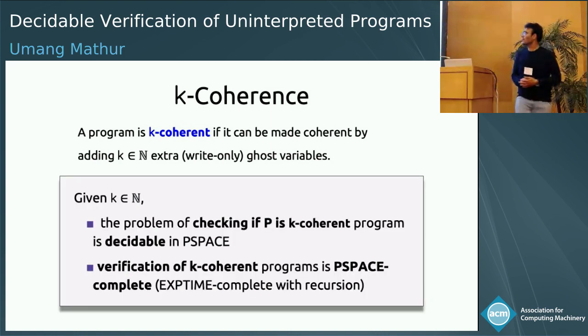So in our paper, we show that the problem of checking if a program is k-coherent for a given k is decidable. And in fact, we can also verify k-coherent programs in the same complexity as that of coherent programs.